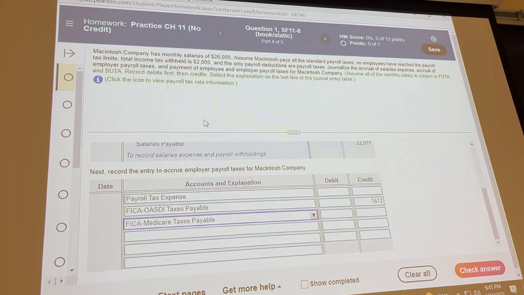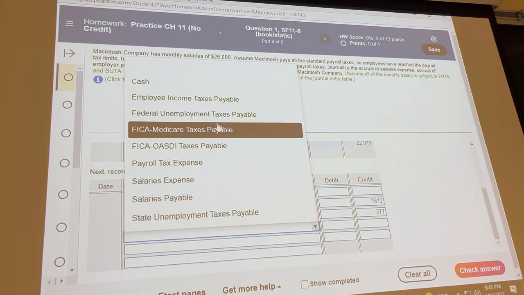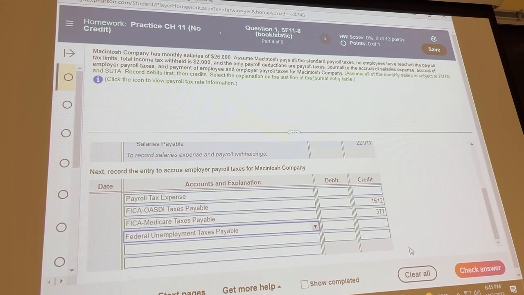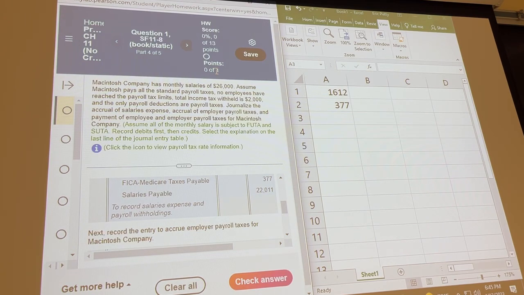And then next we'll do Medicare. For the employee, it was 377, so we'll also put 377 here for the employer. And then next we'll have FUTA, the federal unemployment taxes payable. So I'll split my screen. If we read the problem, no employees have reached the payroll tax limit. So although there's a $7,000 limit per employee, they're saying that none of that comes into play yet.